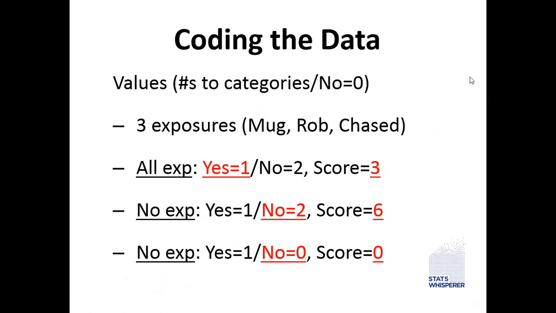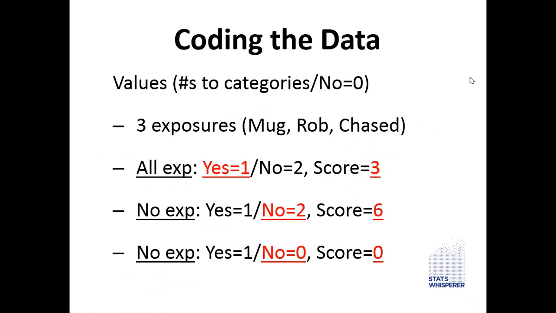For example, let's say, as in the first line here, you experience everything, all X. So you experienced all 3 exposures to community violence. If yes equals 1, mugged, robbed, chased, so it's 1, 1, 1. Yes, yes, yes. 1 plus 1 plus 1 equals 3. So all exposures equal 3. So that's fine.